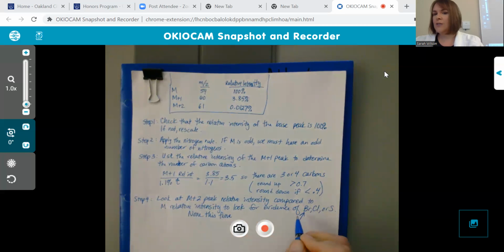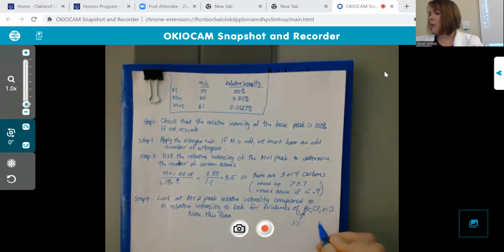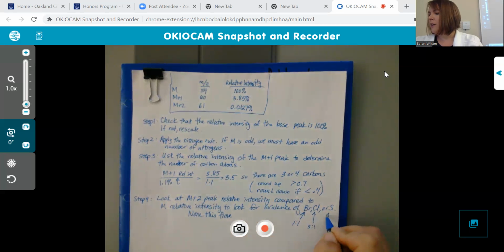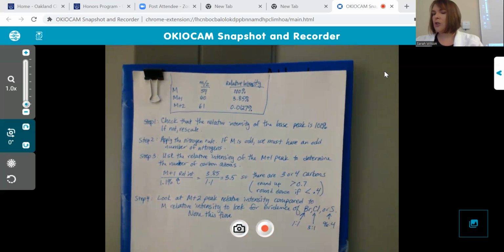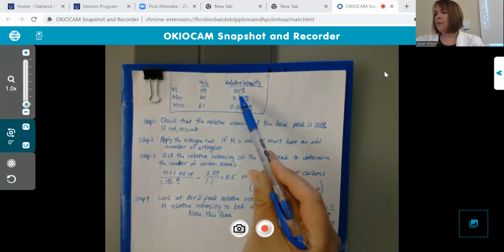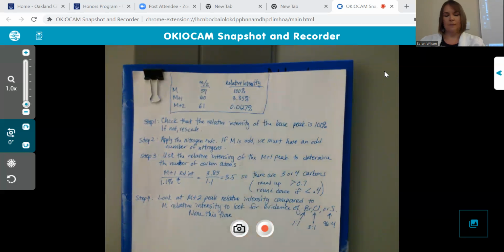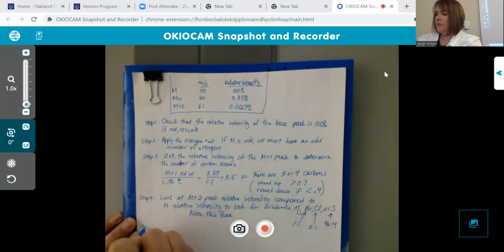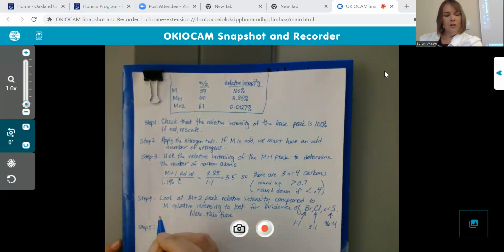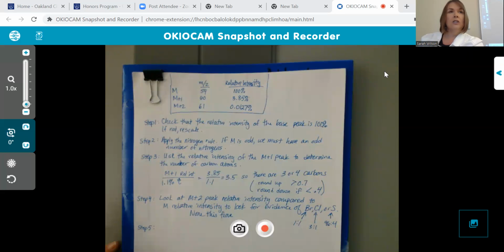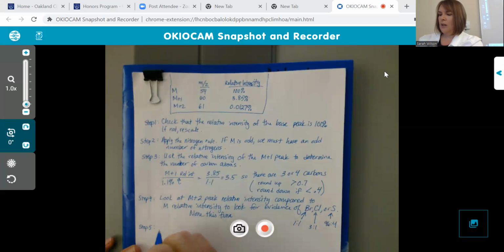I'll go ahead and write 1-to-1 ratio for bromine, 3-to-1 ratio for chlorine, or 96-to-4 ratio for sulfur. We don't see that between M and M+2 this time. So that brings us to step 5. We're going to subtract the isotopic masses of the known atoms from the mass of the entire compound to see how many atomic mass units are left for oxygen, hydrogen, additional nitrogens, and so on.